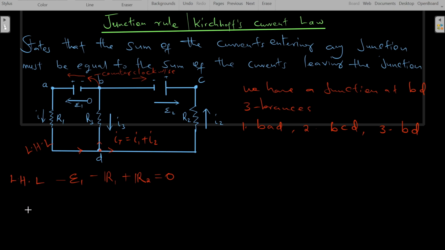So for the bigger loop, remember it's now the whole circuit. We will get E1 minus IR1 minus IR2, okay, minus E2 equals 0.